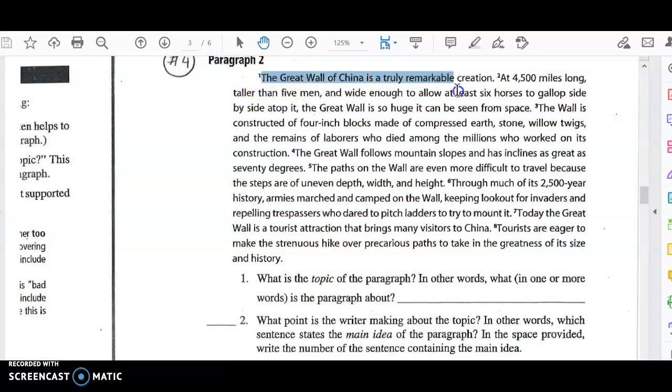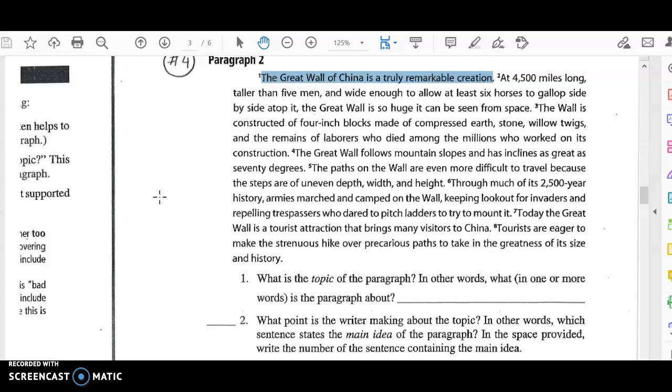The Great Wall of China is a truly remarkable creation. So we've got this general statement about the Great Wall of China. And then everything after that is specific facts about the Great Wall of China. It's 4,500 miles long. It's constructed of 4-inch blocks. These are all very specific details about the Great Wall, where this first sentence is just a general statement about it. So that's how we know this is the main idea. And remember when we talked about locations of the main idea, we said that most often the main idea is in that first or second sentence of the paragraph.